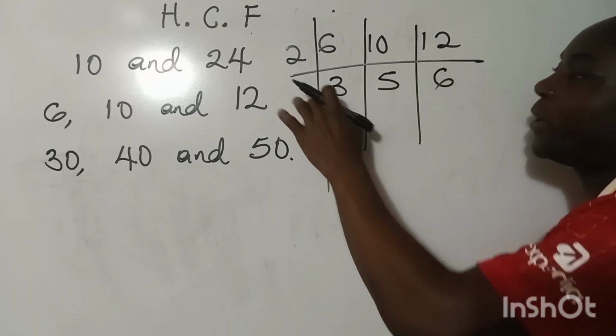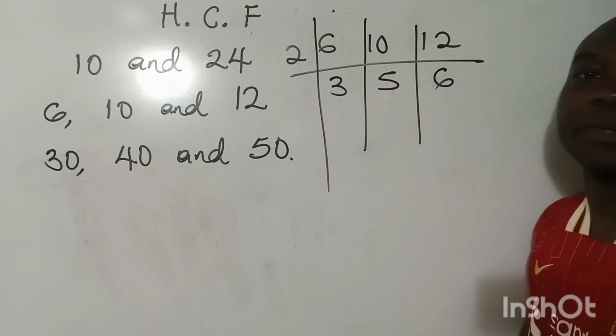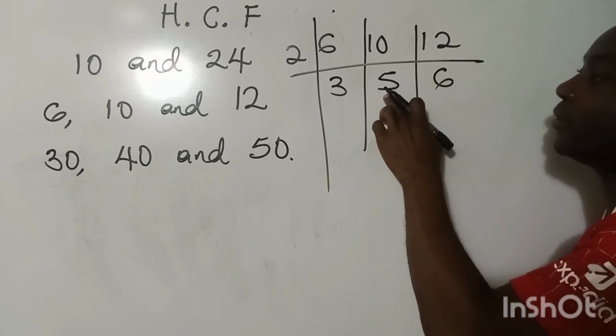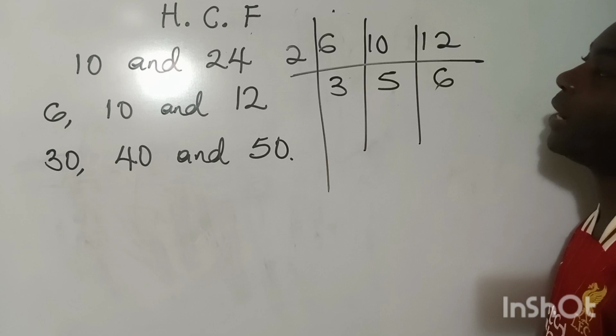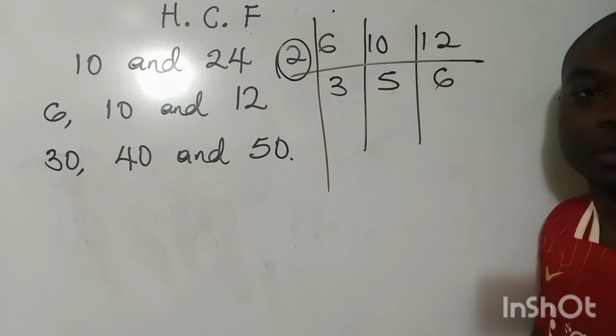We don't have any prime number again that can go into this number, and this number without a remainder. All right? 3 can divide this, 3 can divide this, but in this case, there will be a remainder. So that means our highest common factor for 6, 10, and 12 is 2 as well.